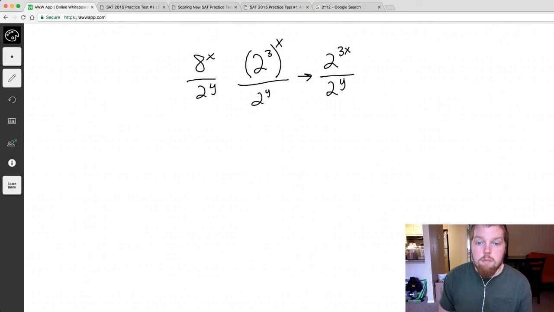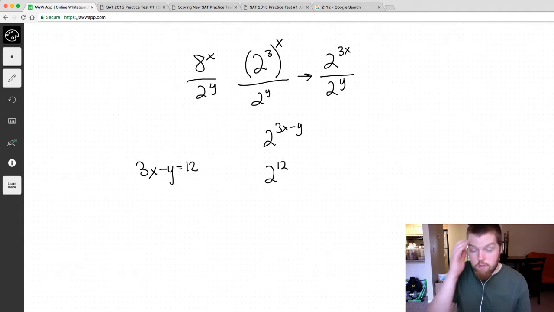Now, when you have the same base in a division problem, you take the numerator's exponent and you subtract the denominator's exponent. So we'll have 2 to the 3x minus y. And then they told us that 3x minus y is equal to 12. So then I would just say, okay, 3x minus y, let's just substitute 12 in there, 2 to the 12th power, and that is our final answer.